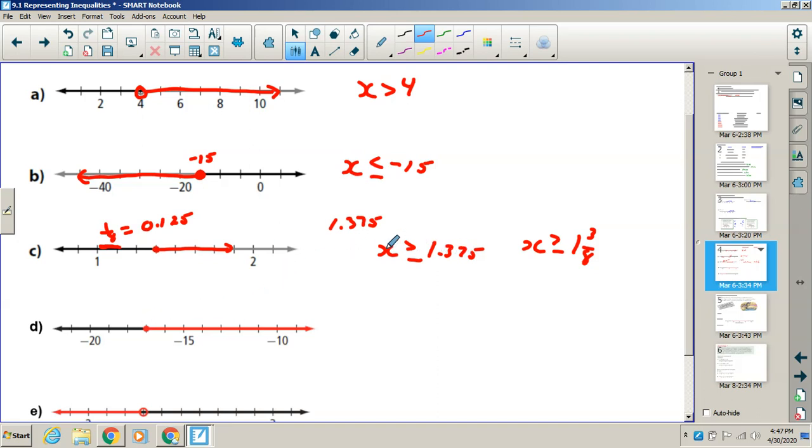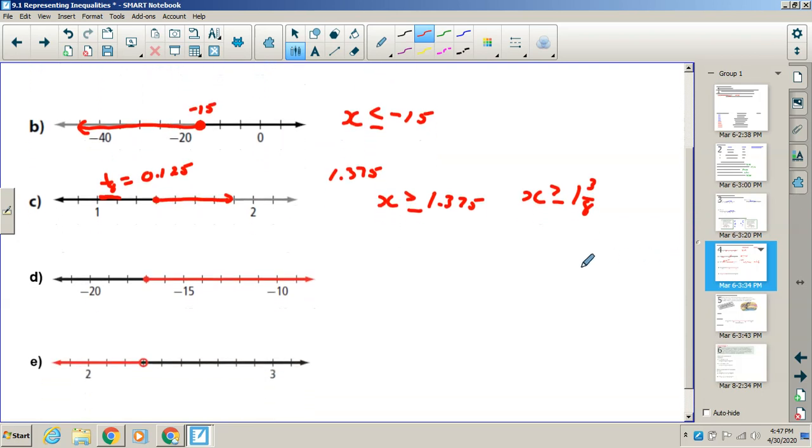Part D, again, find out what the divisions are, or what this boundary point is. Here's negative 15, here's negative 20. I wonder if these are going by ones. 15, there's 16, 17, 18, 19, 20. So this boundary point is negative 17. We've got a closed dot, and my graph is headed to the right, so all values that are bigger. So x is greater than or equal to negative 17. It's all values from negative 17 and up.